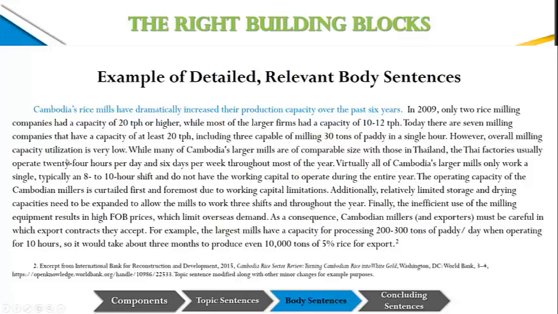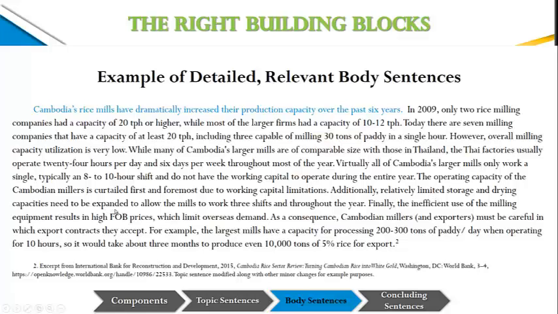For instance, "However, overall milling capacity utilization is very low. While many of Cambodia's larger mills are of comparable size with those of Thailand, the Thai factories usually operate 24 hours a day," and so on. So there's a specific comparison here. We have another number. "The operating capacity of Cambodian millers is curtailed first and foremost due to working capital limitations." So here the writer didn't just say that the millers are curtailed in their productivity in general. He or she mentioned that this is due to working capital limitations, so this is a specific example. They could probably even defend that a little more, but at least it's specific.